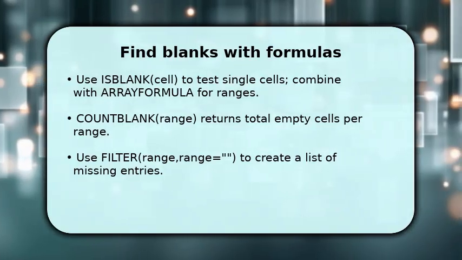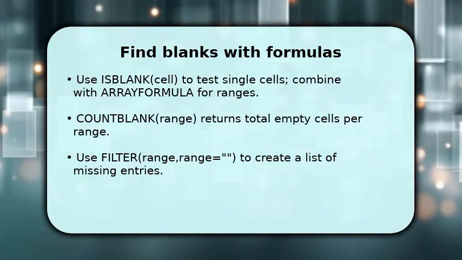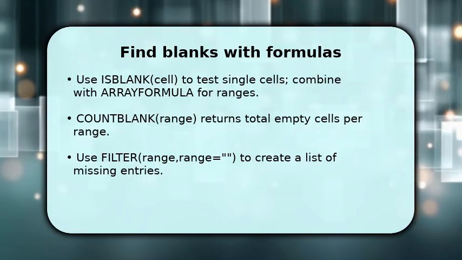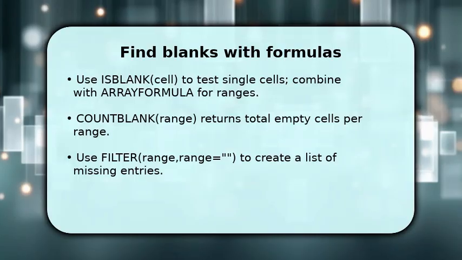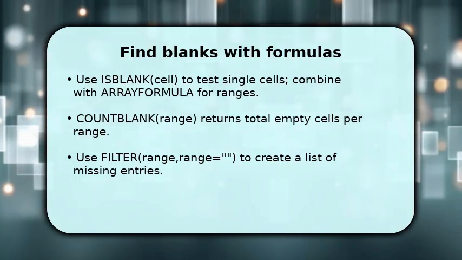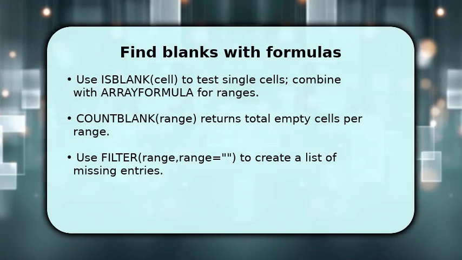Use countBlank to get a quick summary count of empty cells in a range, which guides prioritization. If you need a list, filter with criteria equals empty string, which produces rows you can inspect or export. Make sure to check for spaces or formulas returning empty strings as false negatives.